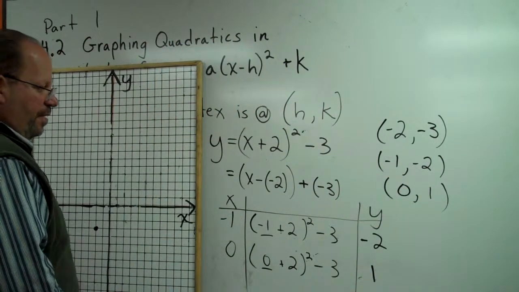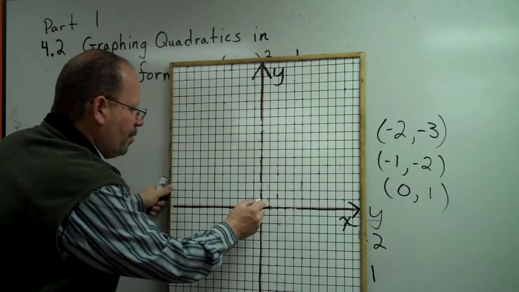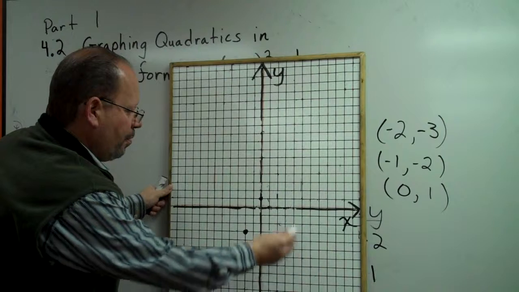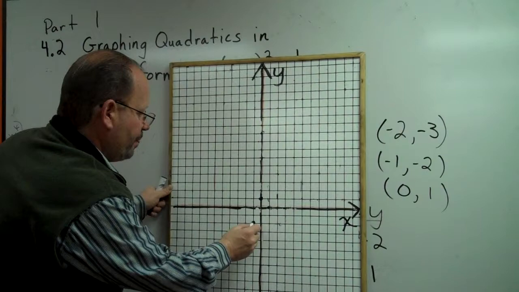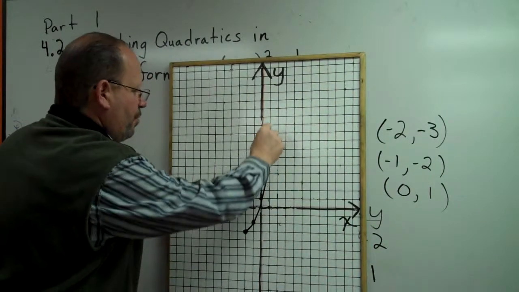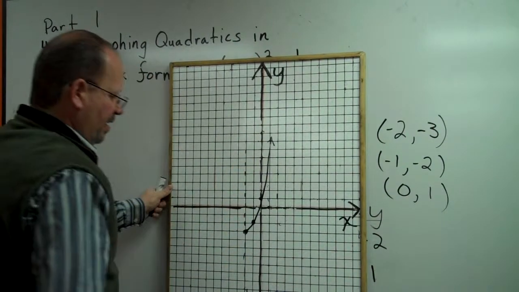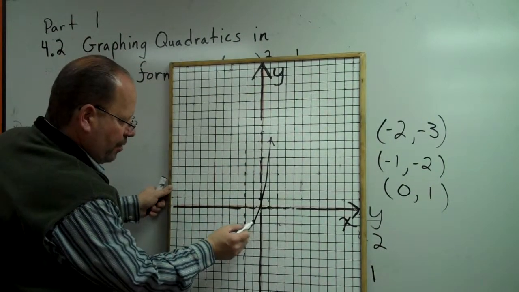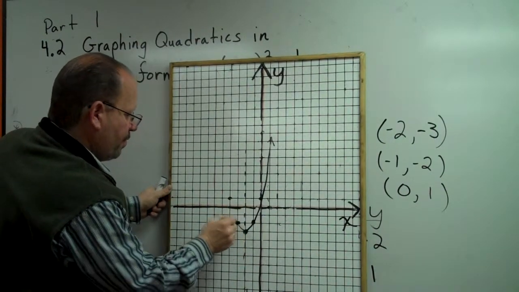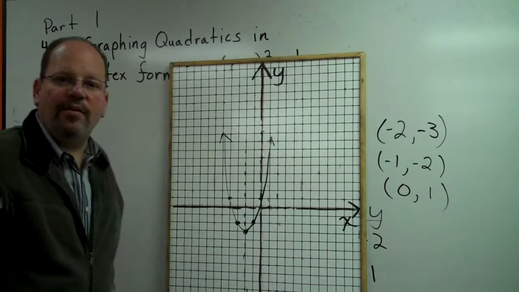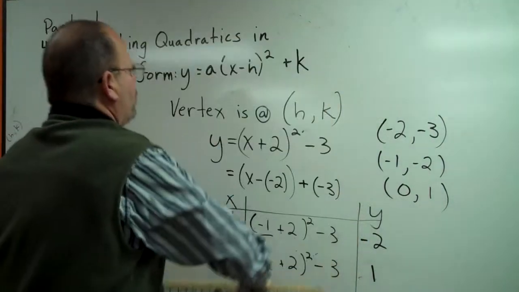Now we can graph it. We come back over here, we graph the point 0 comma 1. We graph the point negative 1 comma negative 2. We find this side of our parabola. Again, our axis of symmetry is where the vertex is, and so we just mirror this point to the other side. And there we've graphed another parabola using the vertex form of the equation.